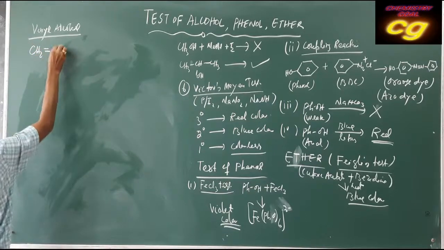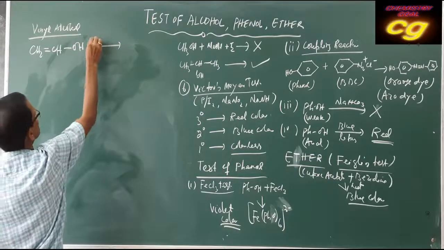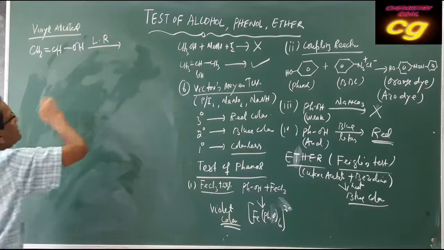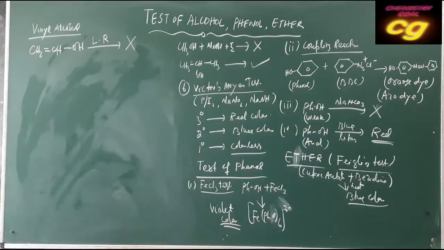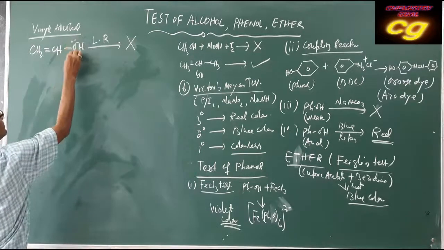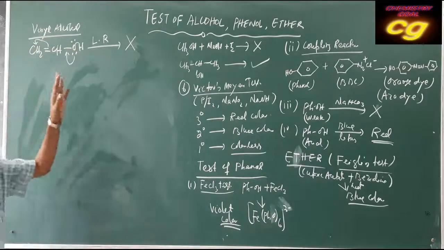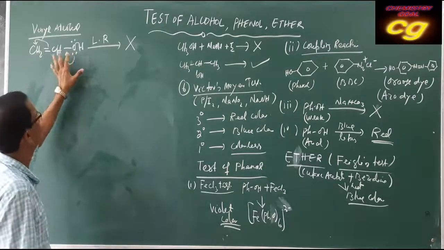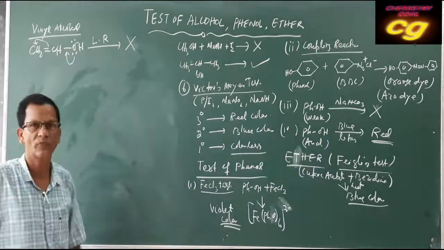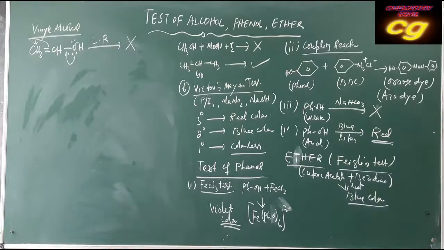CH2=CH-OH, if you add Lucas reagent, no result. Vinyl alcohol does not give the Lucas test because it has resonance. Due to resonance, the C-O bond gets double bond character. The OH group cannot be replaced by Cl minus. That's why it does not give the Lucas reagent test.